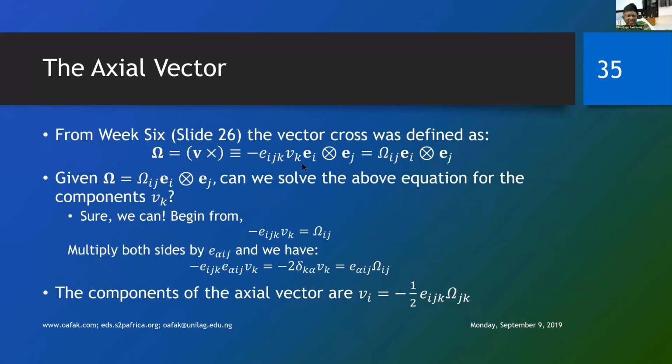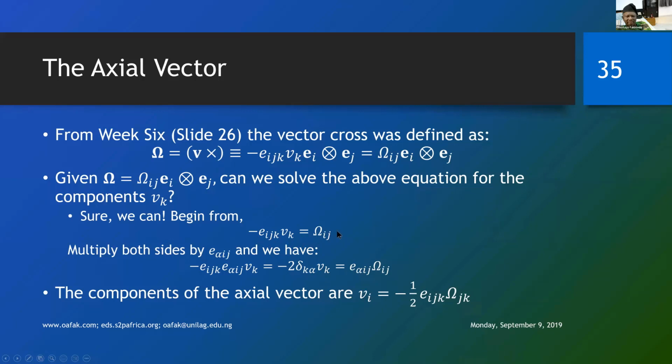So from week 6, if you go to slide 26 in week 6, we define the vector cross as this quantity. So the question is, given that this is a vector cross, can we solve the above equation for V? Can we solve this equation and find Vk in terms of the components of omega ij? We can, sure. We can begin from saying that minus eijk Vk is equal to omega ij.